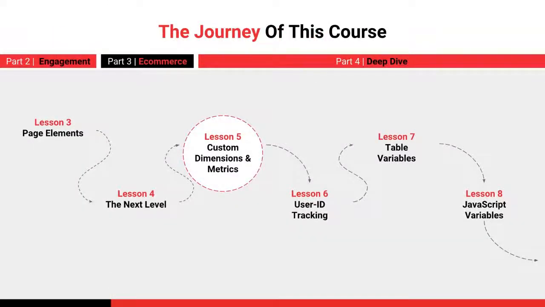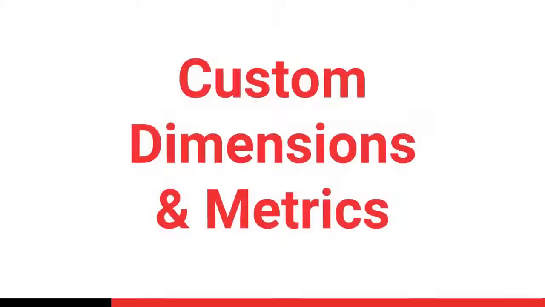The journey so far: we just finished our next level where we had this great discussion on enhanced e-commerce and the differences between standard and enhanced and how to set that up. Before that, page elements with the element visibility trigger. Now we are on custom dimensions and metrics. Then we'll move on to user ID tracking, table variables, JavaScript variables, and more. Right now though, custom dimensions and metrics.